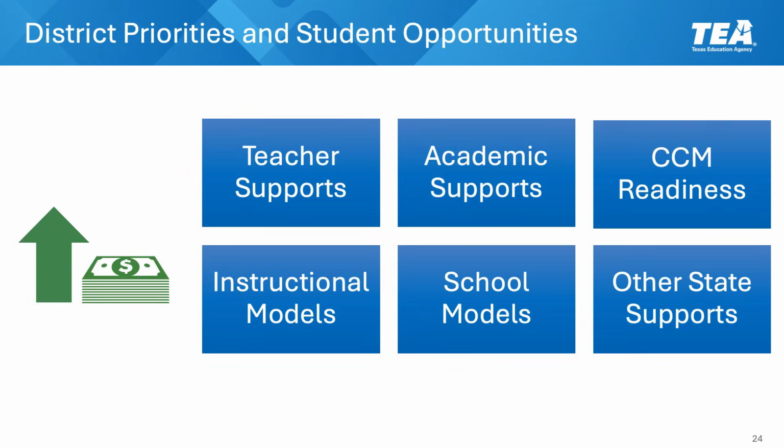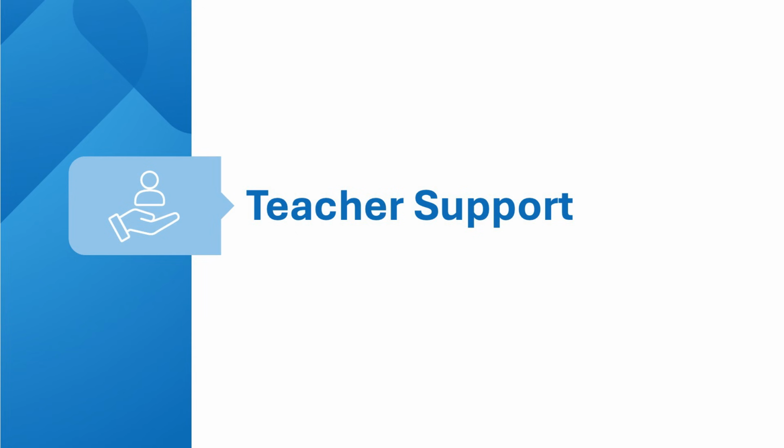Thanks, David. So next we want to talk through different district priorities, student opportunities, and the impact of those decisions on local budgets. The way that we've broken this down is into the 6 categories that you see on your screen: teacher supports, academic supports, college, career, and military readiness, instructional models, school models, and other state supports. First, we'll start with teacher supports.